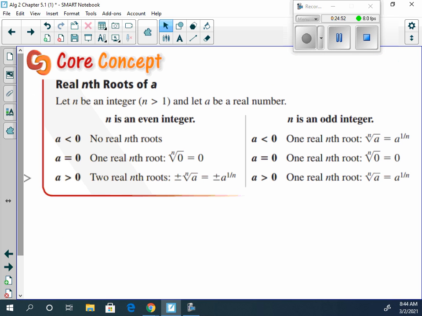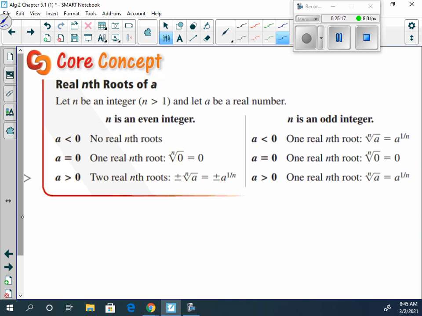Okay. Any questions on anything we've covered thus far? No. Okay. Let n be an integer such that n is greater than 1, and let a be a real number. If n is an even integer and a is less than 0, no real nth roots.